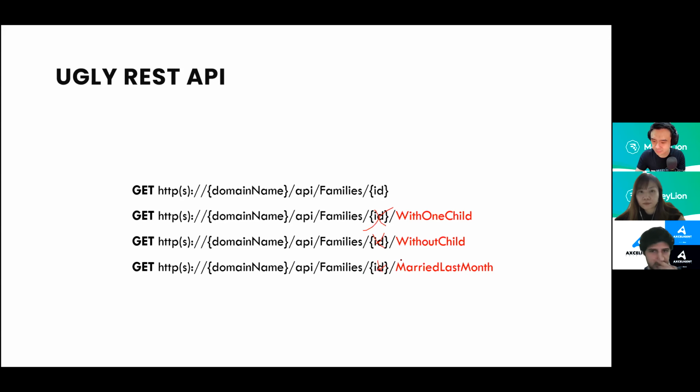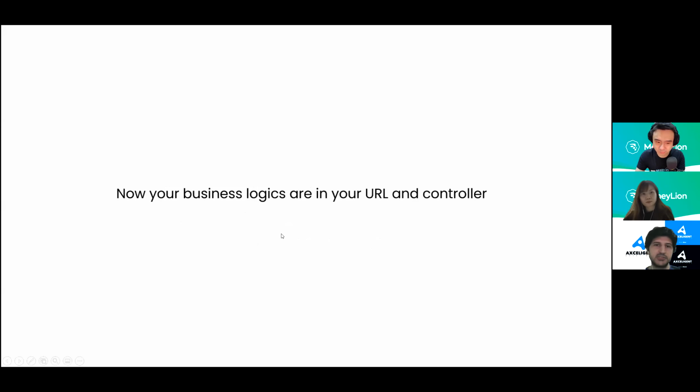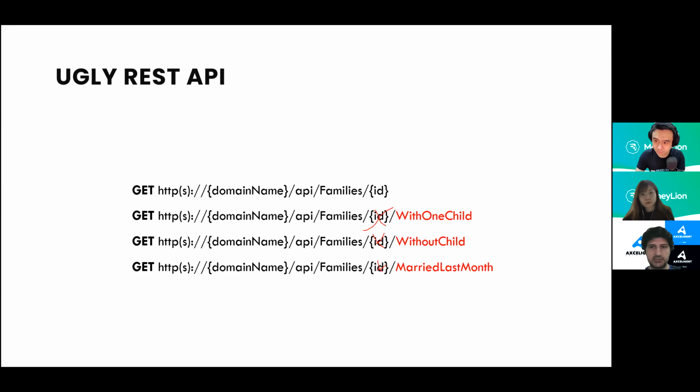So another day, another request comes and says, give me people who got married last month. I want to create a report. I want to put it into one of the widgets in your page, give me the people that married just last month. So you are starting to do things that you shouldn't do. We discussed that we are going to put the resources here, but now your business logic is in your URL and the controller.